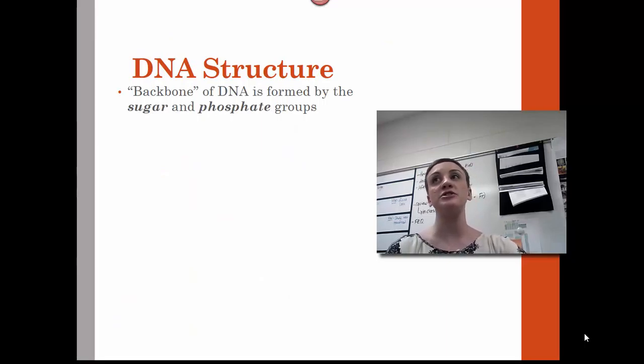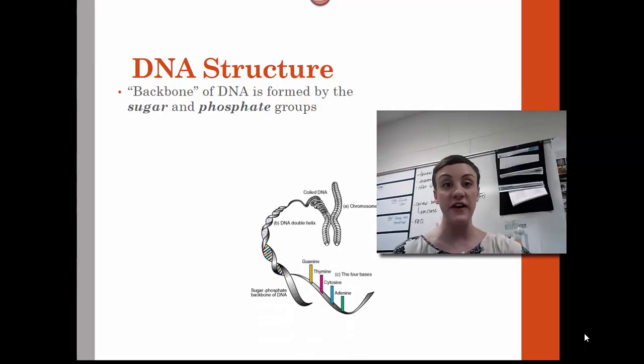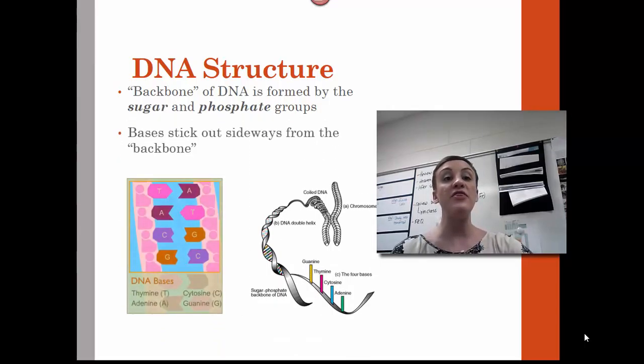All these things come together to make the structure of DNA. The backbone of DNA, or if we were to look at DNA like a ladder, the sides of the ladder are going to be made of your sugar, which is deoxyribose, and your phosphate group. And then the bases stick out sideways from the backbone. These are the parts of the ladder that you would step on. And remember that A always pairs with T and C always pairs with G. Always, always, always. The only reason that would not happen is if there was a mutation in your body, which we'll talk about in the next unit.